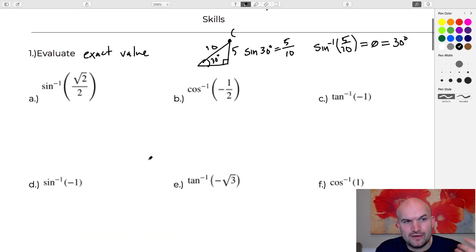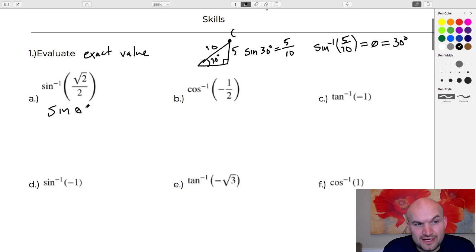The reason why I went into that is that a lot of times we've got to see what is the angle that produces the square root of 2 over 2 when you take the sine. So basically, we're asking: the sine of what angle theta is equal to the square root of 2 over 2? We need to find what theta is. That is what this question is asking us.